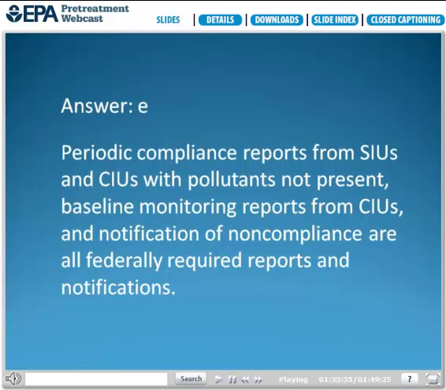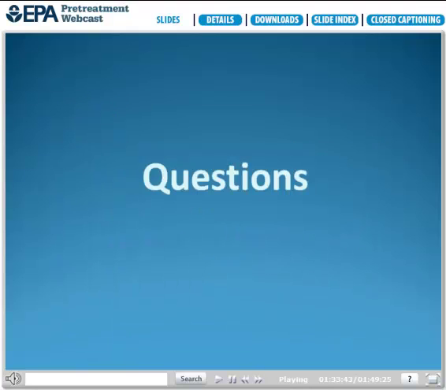We do. So Grace, this first question came in. If I included everything in the permit that you mentioned, the permits will be over 20 pages long. Because specific prohibitions are established in my sewer use ordinance, can I just reference the appropriate sewer use ordinance citation and not rewrite the entire clause in the permit?